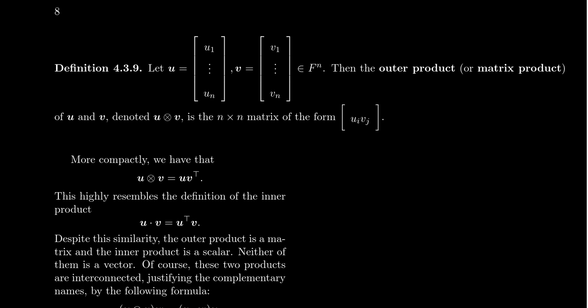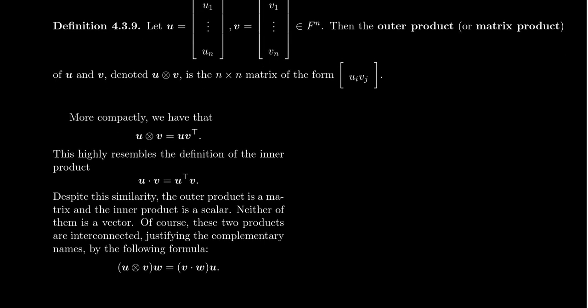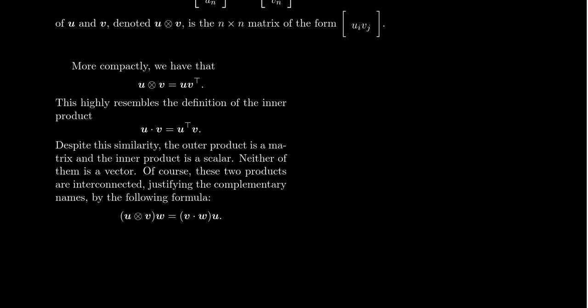So these inner and outer products are related to each other, not just in name, but also by a very important formula. If we take the outer product of U and V and multiply that by W, this is the same thing as the inner product of V and W times U, right? And so in some respect, outer products and inner products are connected to each other in terms of matrix multiplication. So let's see exactly why that is.